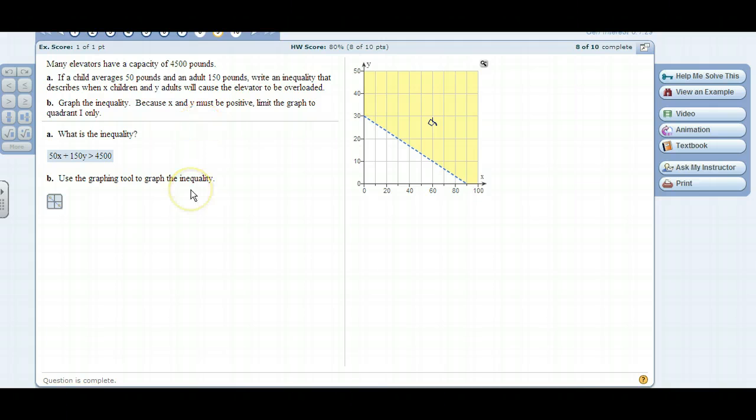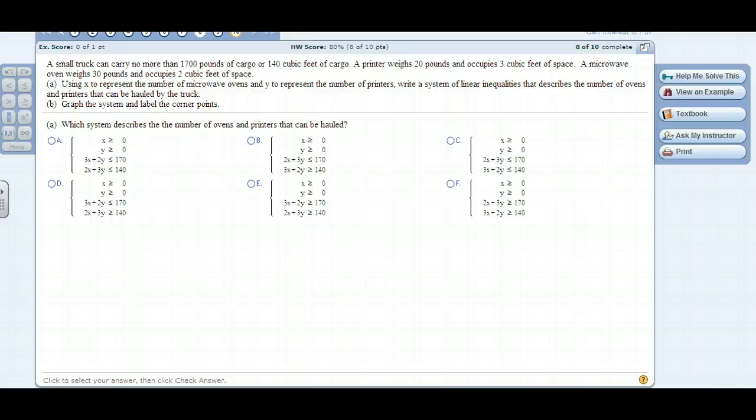You're coming up with some type of inequality to be solved there. Alright, this last question in your 8.1 homework is very similar to a question you guys did in the lab right before Thanksgiving on the turkeys. So anyway, you have a truck that can only carry 1,700 pounds or less, right? 140 cubic feet of cargo or less, and they give you what the printers weigh, and they give you the volume, and they give you the microwave, that kind of thing. So you're doing the same thing that you guys did on that lab last week.